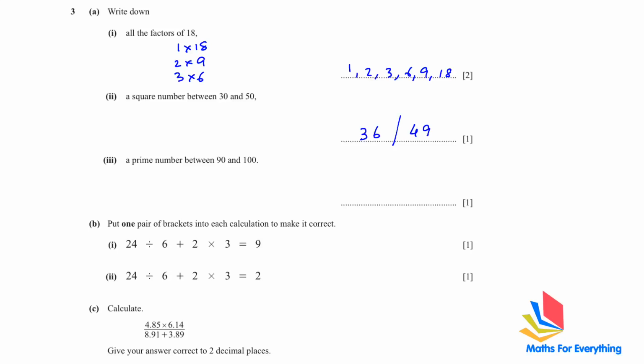A prime number is a number that is not in any other times table except itself and 1. It is not divisible by any other number. So 97 is a prime number.